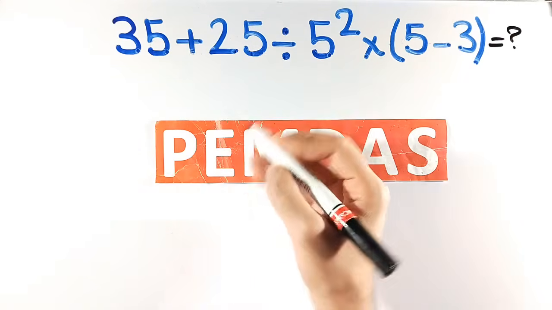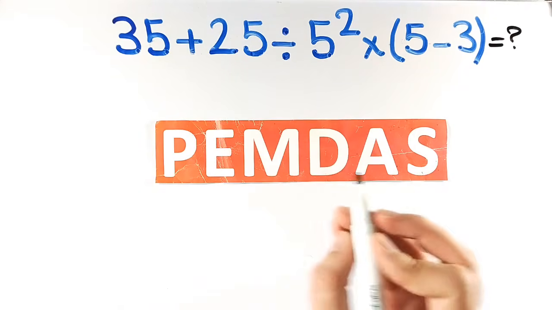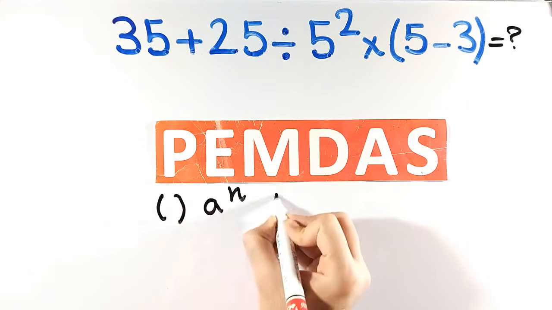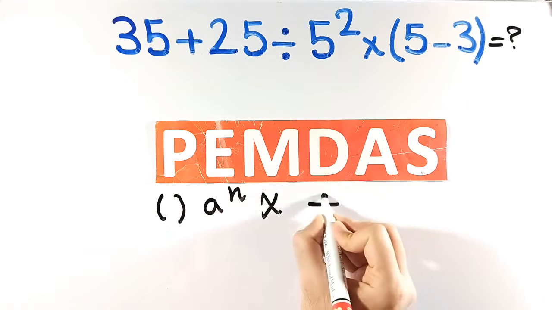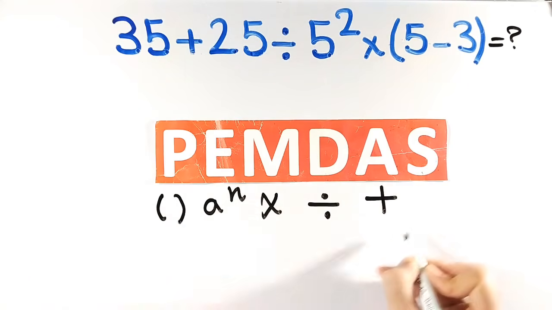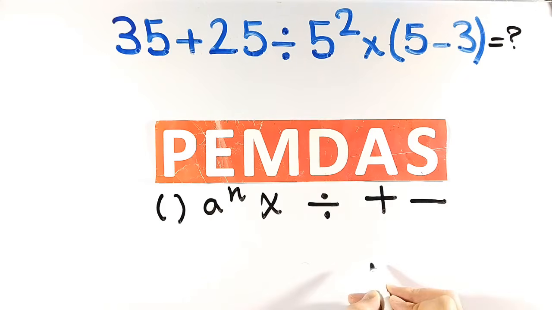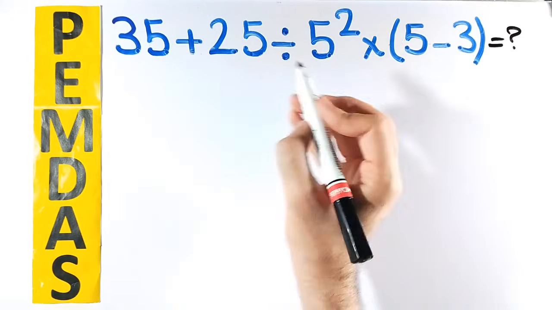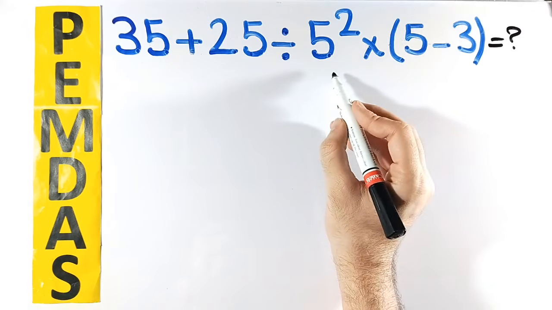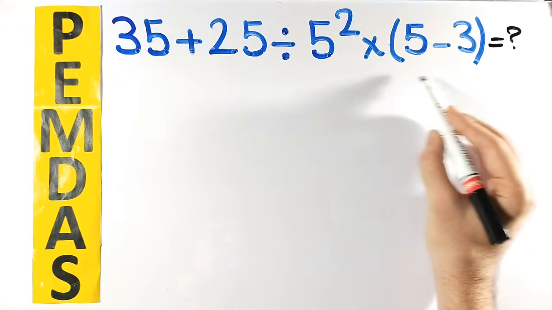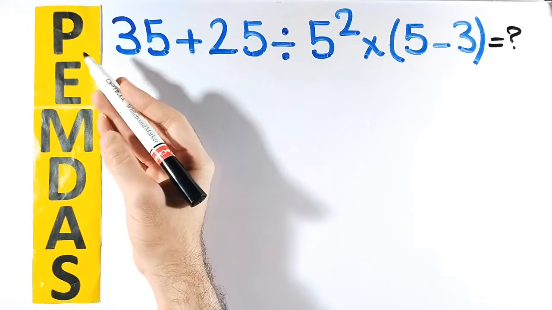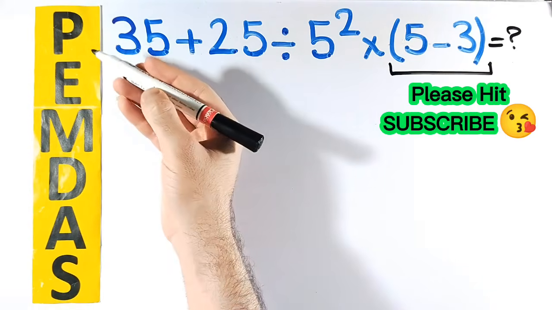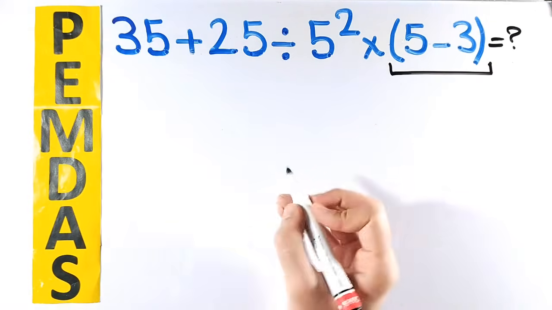To solve this question, we must follow a rule that is called PEMDAS. In this rule, P stands for parentheses, E stands for exponent, M stands for multiplication, D stands for division, A stands for addition, and S stands for subtraction. As you can see on the screen, in this expression, first we have an addition sign, then a division sign, followed by an exponent, then a multiplication, and finally parentheses. According to the PEMDAS rule, first you go for the expression inside the parentheses because P or parentheses have the highest priority than the other operations.